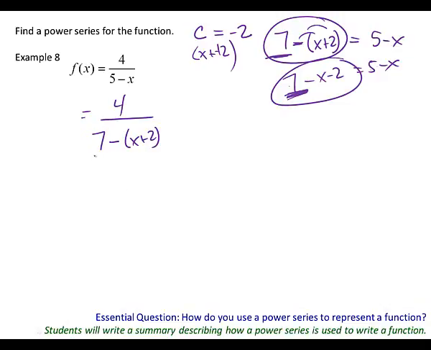Now, there's no good way to factor out on that one. So what was the technique we used to get this to be a 1? Let's divide everything by 7. Including the numerator. Alright, so we're going to rearrange it. So we've got 4/7 over 1 minus x plus 2 over 7.